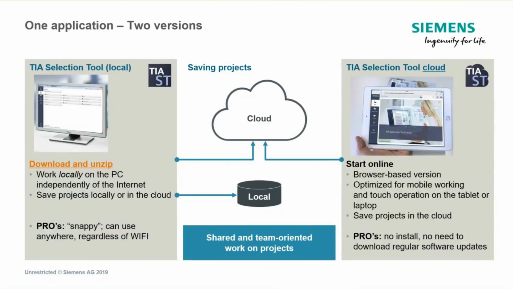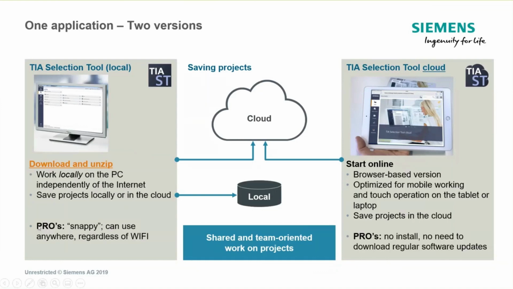So on the local side, there's going to be a download on the TIA selection tool site. I didn't mention this yet, but it's a free software download. You go to the selection tool website, and you can pretty easily search that in Google. I do that all the time, just TIA selection tool. If you want to put Siemens in there as well, you can pretty easily find that. Then you'll download and install it on your PC, and you basically work locally on your PC, independent of the internet. You can save your projects either locally on your hard disk or in the cloud. So there's two different versions to save.